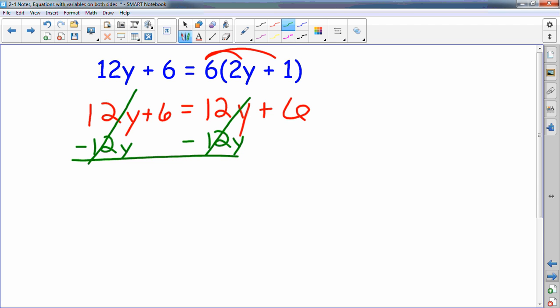Everything cancels out, and I'm left with 6 equals 6. Also equals. Is that true? Yes. So what is possible for y? 0. Y equals 0. Okay, y could be 0. 1. Y could be 1.